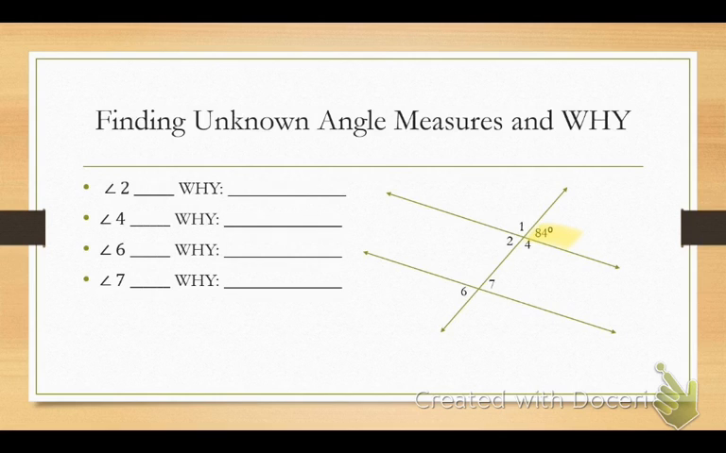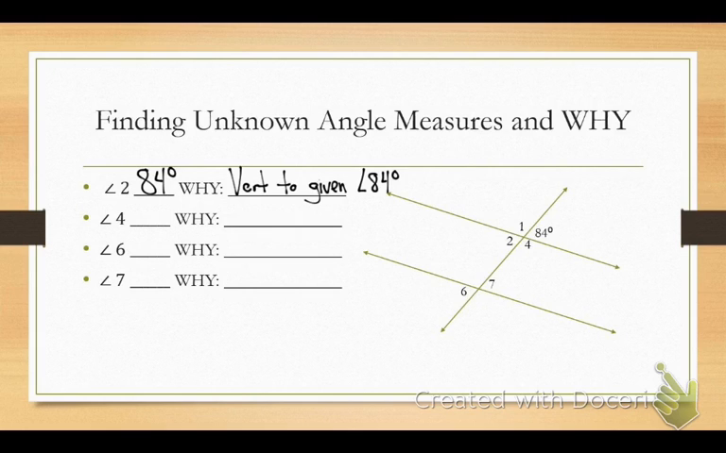All right, what is it, Sam? What's the angle measure for angle 2? For angle 2 it is 84 degrees, guys, because it is vertical to the given angle measure. It's vertical to 84, the angle measure that we were given.